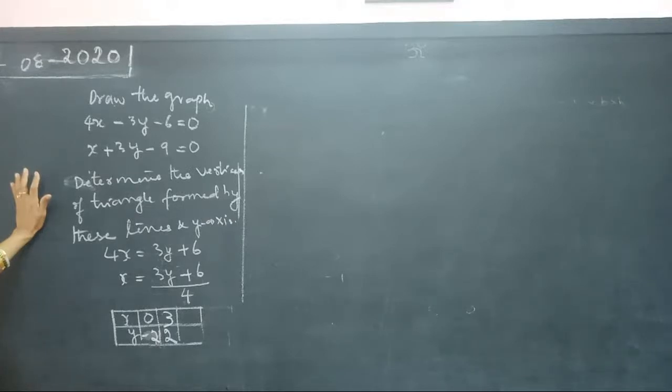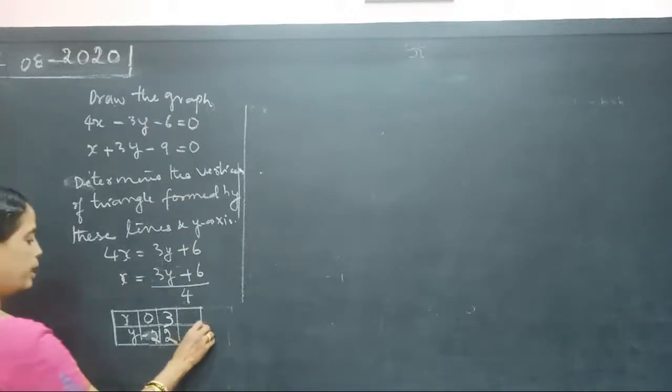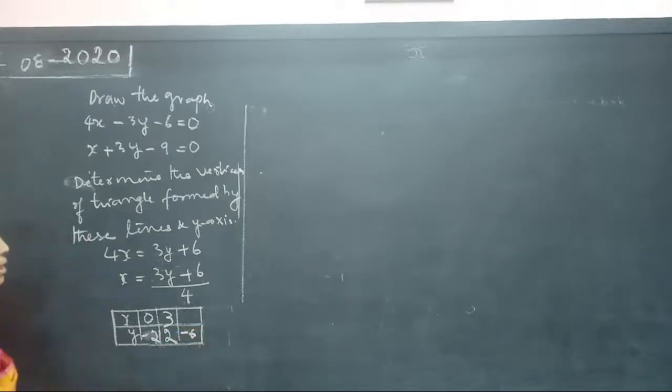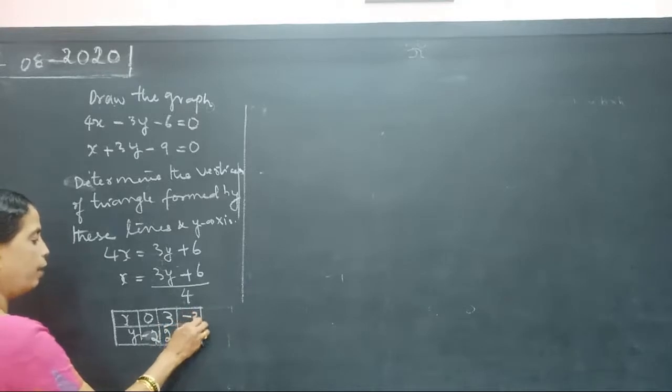3, not divisible completely. 4, 4 3s are 12, 12 plus 6 is not divisible. Minus 12 is also not divisible. 5, 5 3s are 15, 15 plus 6 is not divisible by 4. 6, if I put 6, 6 3s are 18. Minus 18 plus 6 is minus 12. So you get minus 3. Check it once.